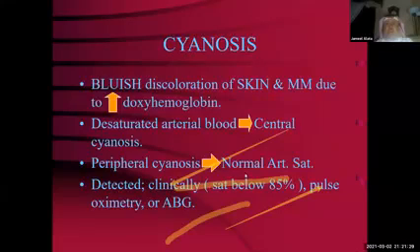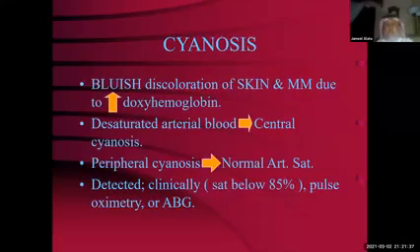Peripheral cyanosis usually is with normal arterial saturation. This is important to recognize: when you see cyanosis, you have to have a pulse oximeter reading. Today we cannot accept any vital signs for any child who's coming to your clinic without a pulse oximeter, because we can miss cyanosis easily.